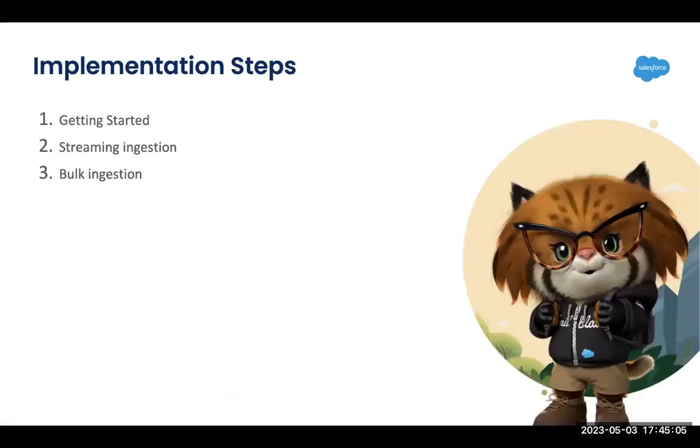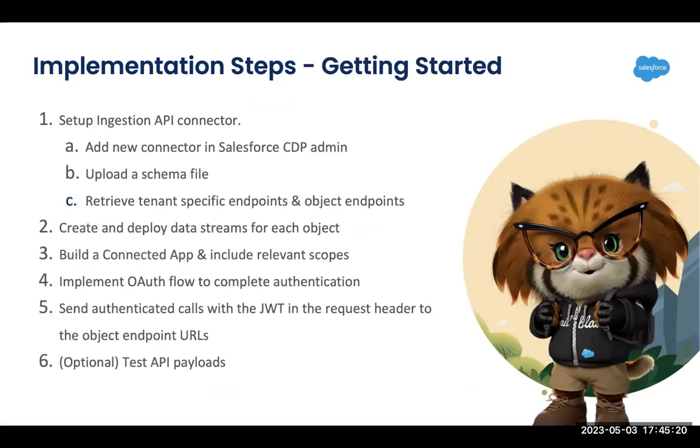So when it comes to implementation, everyone is curious about how we can implement these. So we'd love to put some implementation steps as well when it comes to designing streaming and bulk ingestion. If you start with how we can start the implementation, number one, you have to set up the Ingestion API connector inside Data Cloud.